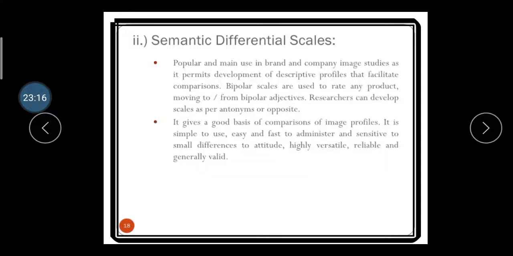Then semantic differential scale is what? It is popular in main brand and company image studies. It permits the development of profiles and comparison, so you can easily make comparisons.